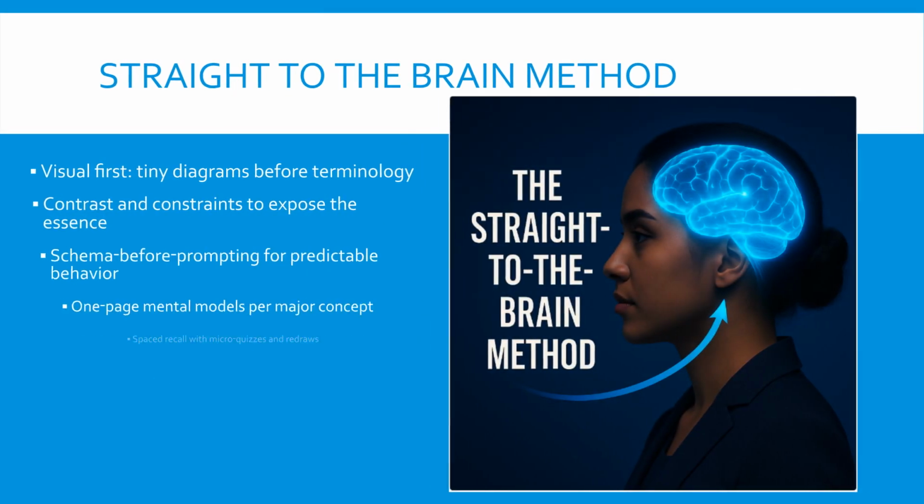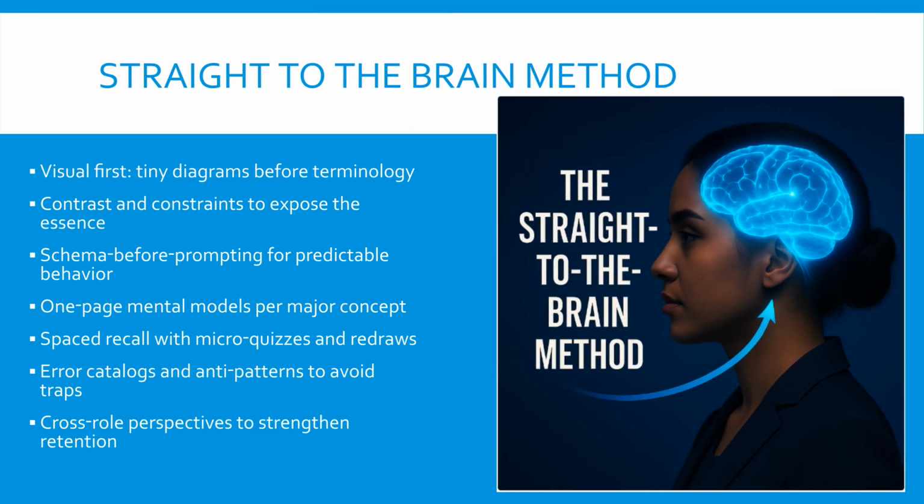The straight-to-the-brain method is a teaching and systems design approach. We start with pictures, because pictures create anchors. A small graph of boxes and arrows compresses dozens of paragraphs of explanation. We then use contrast, what the idea is not, and constraints, what must be true, to peel away confusion.